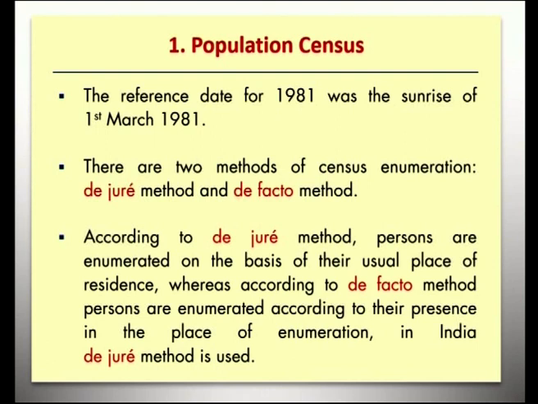Then there are two methods of census enumeration, de jure method and de facto method. First one, de jure method. According to de jure method, persons are enumerated on the basis of their usual place of residence. Whereas, according to de facto method, persons are enumerated according to their presence in the place of enumeration. Actually, in India, de jure method is used, wherein their usual place of residence is taken into account when the census is taken.